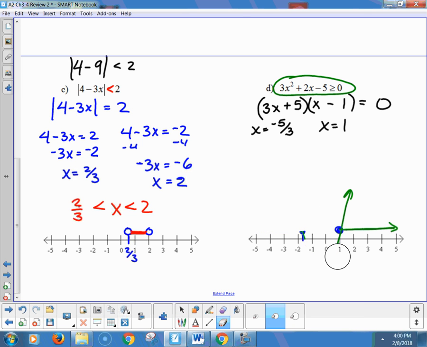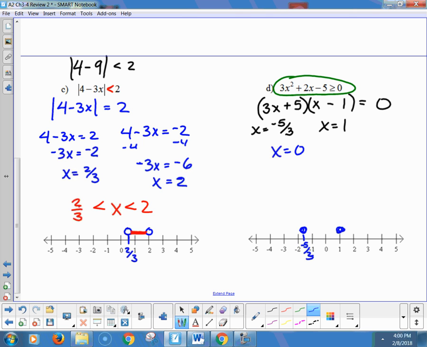But that's just me basing things on a graph. I probably should be thorough and check some points. So maybe I'll check where x is 0. Does 0 make this thing true? Well, if 0 makes this thing true, we'd have 0 plus 0 minus 5 is greater than or equal to 0. And that is not true, so in here is a fail. This region is a fail. So yes, I am going to conclude that the other two regions must work. And so my answer would be x could be greater than or equal to 1, or x could be smaller than or equal to negative 5/3.